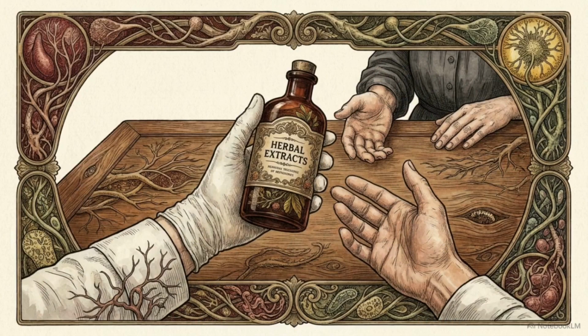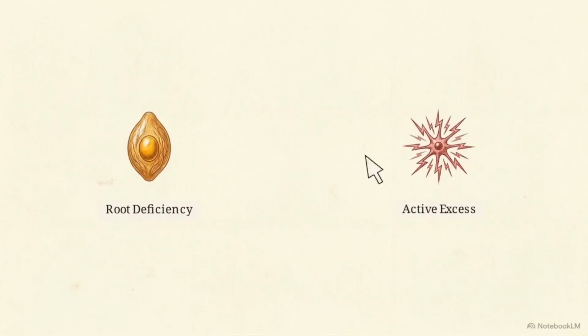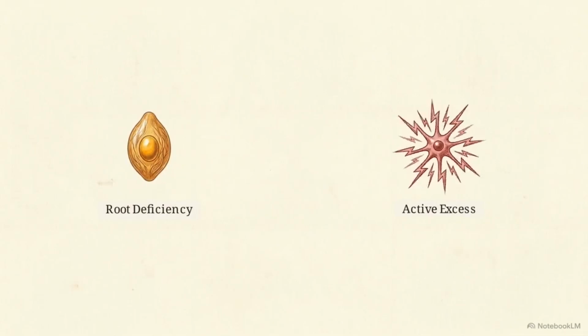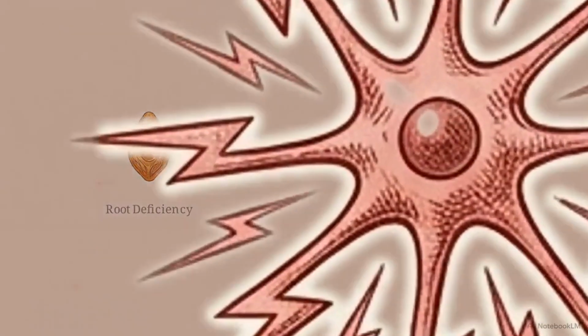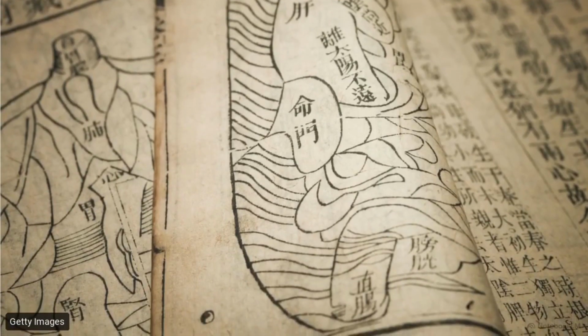You prescribe a deep restorative treatment to rebuild a patient's constitution, but instead of improving, their acute symptoms immediately flare up and worsen. This treatment fails because the practitioner attempted to treat the root deficiency before resolving the active, chaotic excess. Classical medical texts recognize this danger implicitly.